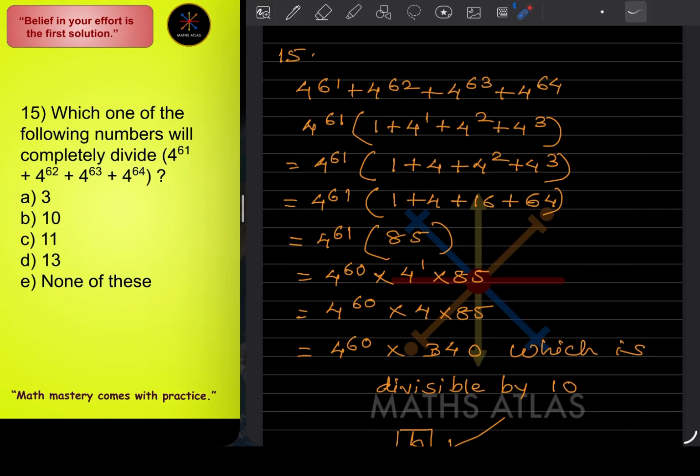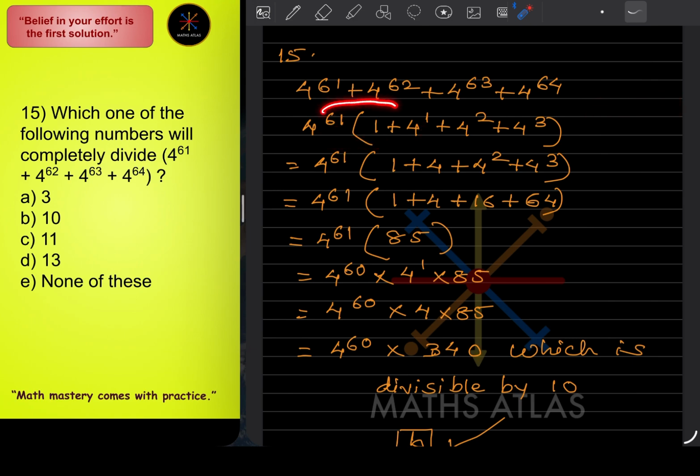Let's see this question. Which one of the following numbers will completely divide this? This is the question given. We have 4^61 plus 4^62 plus 4^63 plus 4^64. For 4^61, we write it as 4^61 times 1, because 8, for example, is nothing but 8 multiplied by 1. So we can take 4^61 common, and this will be 1.